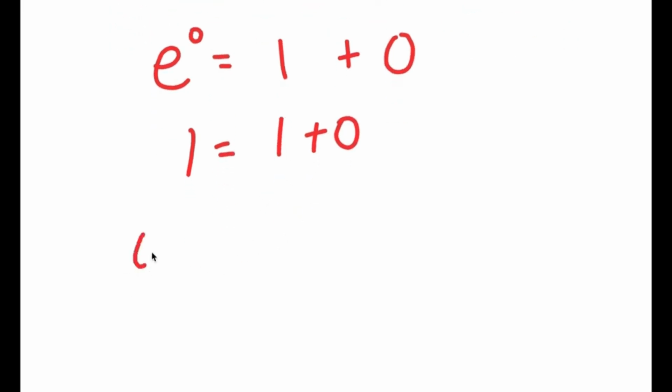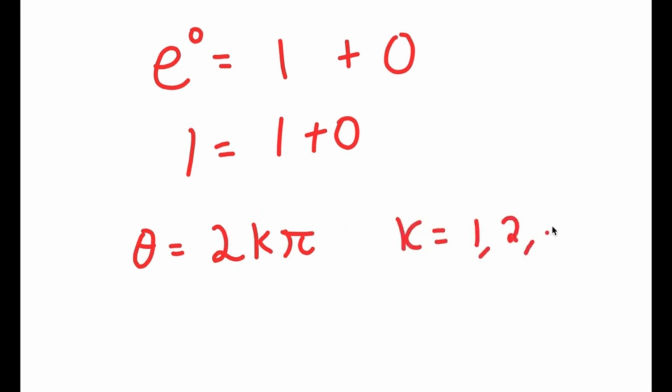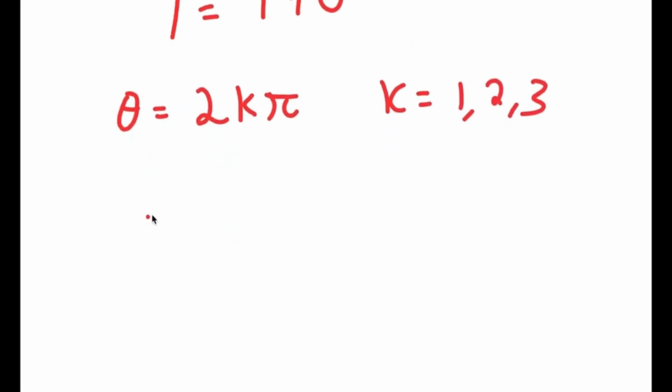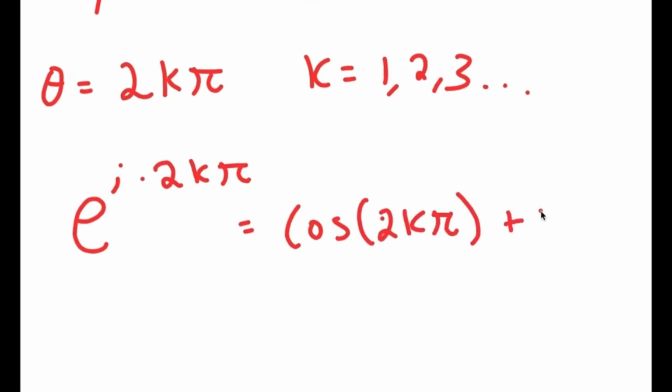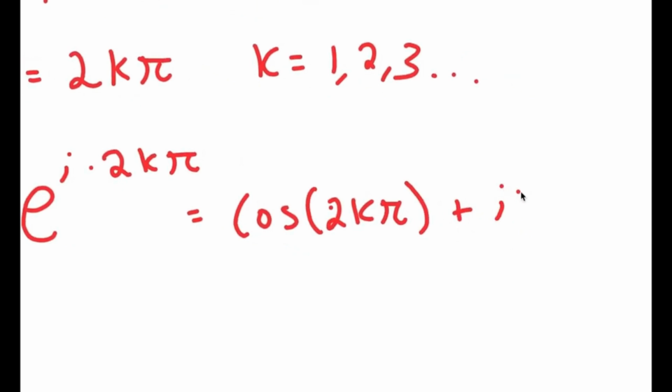Now, what if we say that theta is equal to 2k pi? K being a constant, so it could equal any number, 1, 2, or 3. So if I plug this in, I get e to the power of i times 2k pi is equal to cos of 2k pi plus i times sine of 2k pi.